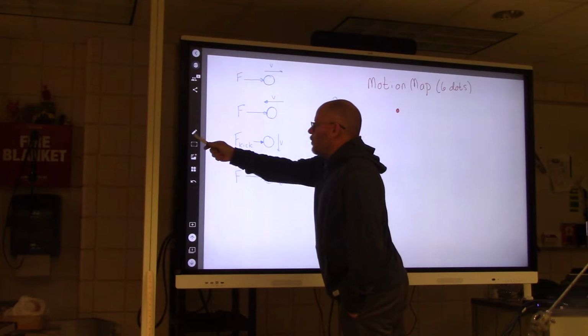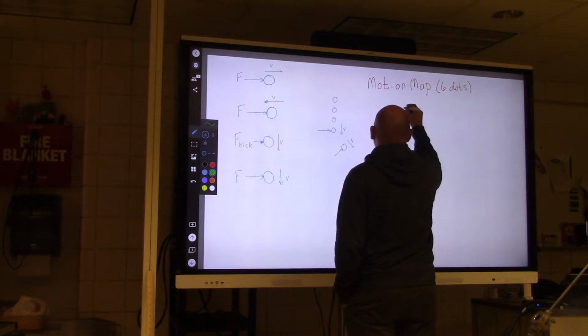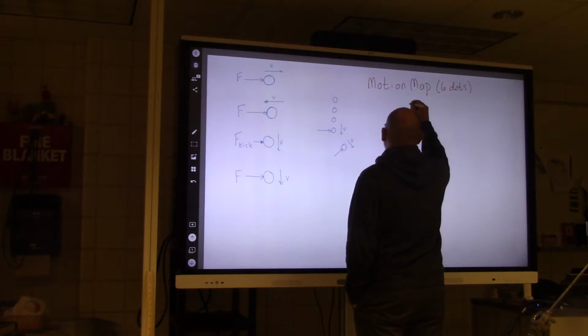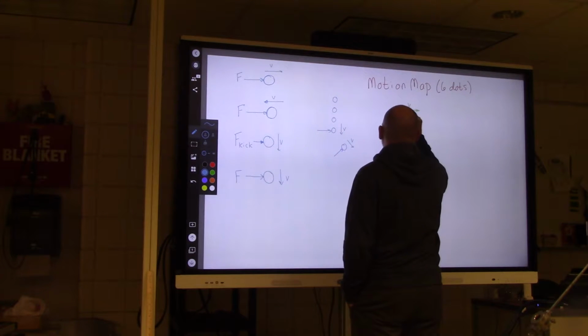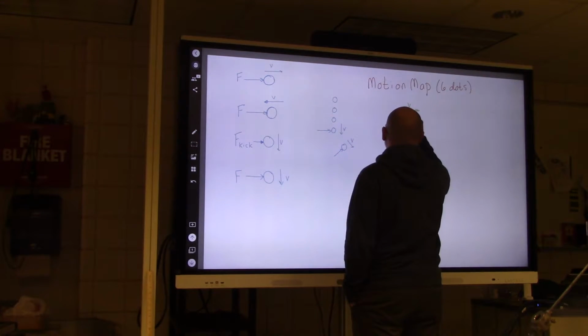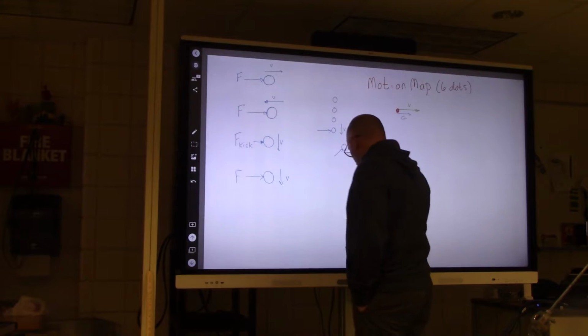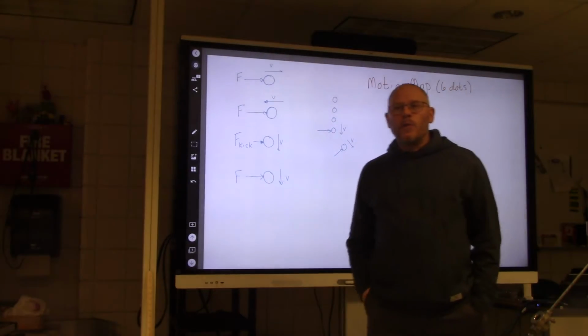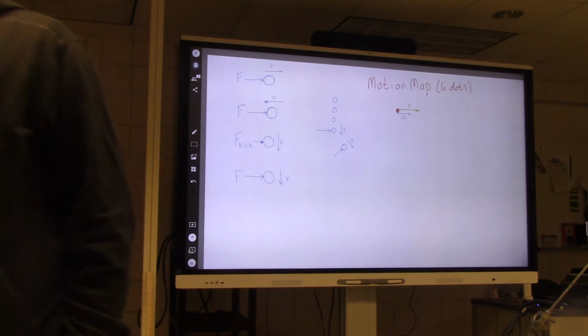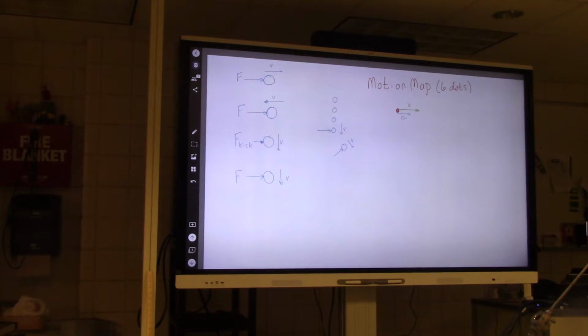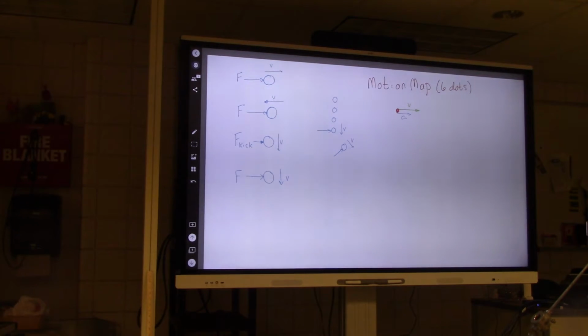Okay, to draw a motion map, you need a red dot for the position, a green arrow to represent the velocity, and a blue arrow to represent the acceleration when it is accelerating. Okay? If it's not accelerating, then you don't need a blue arrow.